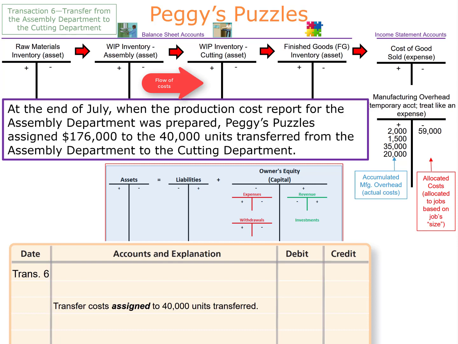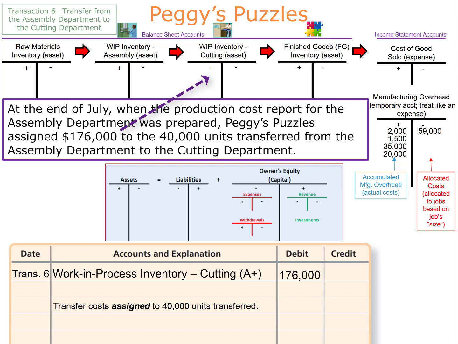So when recording this transaction, the inventory account that is increasing with a debit is the cutting department, an asset account that is increasing. And since these puzzles left the assembly department, we have to decrease that work in process inventory account with a credit. Since we are recording a journal entry, remember debits and credits are only for dollar amount. So do not try to insert the 40,000 quantity into a debit or credit column. That's just extra information.